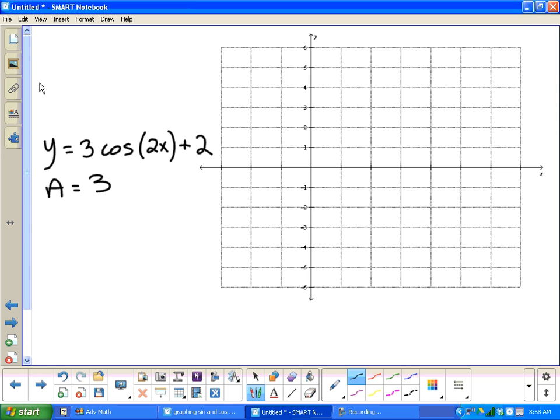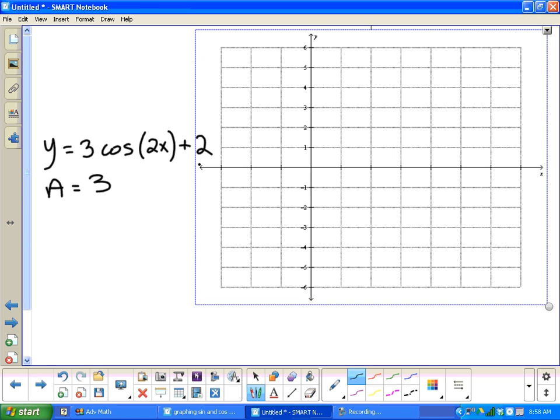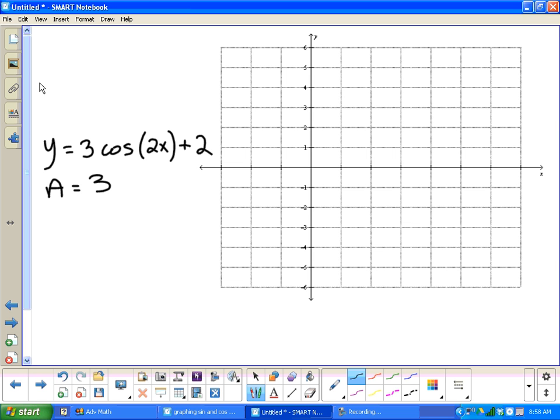Okay, but here's the thing. It's not going to bounce back and forth between 3 and -3 anymore because it's going to be shifted up 2 units. Okay, so if I shift it up 2 units, it's actually going to bounce back and forth between 1 and 5. Now, that may not make sense to you yet. Okay, so just stick with me on that. All right, but it's not going to bounce back and forth between 3 and -3 because it's going to be shifted upwards too in just a second.